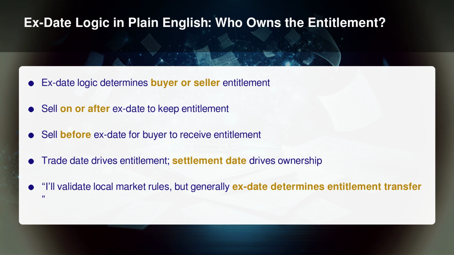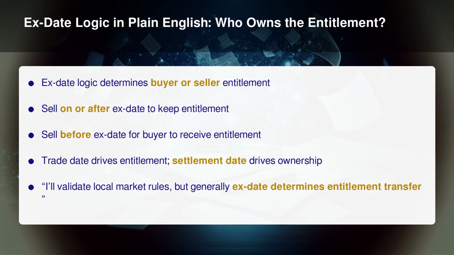In most standard setups, if you sell on or after X-date, you keep the entitlement. If you sell before X-date, the buyer gets it. For example, you hold 5,000 shares and sell them on X-date morning. Even though settlement happens later, the trade is typically X, so you still receive the dividend.